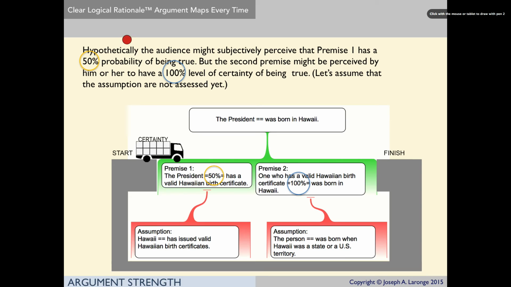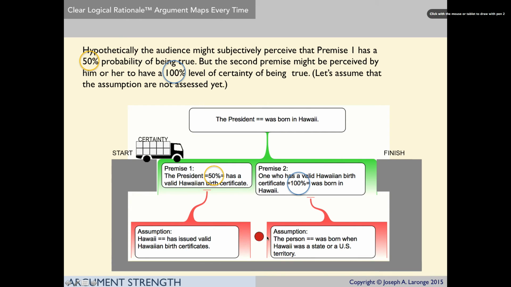So here we can say hypothetically, just for an example, the audience might subjectively perceive that premise 1 has a 50% probability of being true. You can see it right here. We put in the 50%. So this indicates that the audience, and remember, you have a different audience, this number could change because it's a subjective determination, that this one is 50% probability. But premise 2, they think 100% probability.